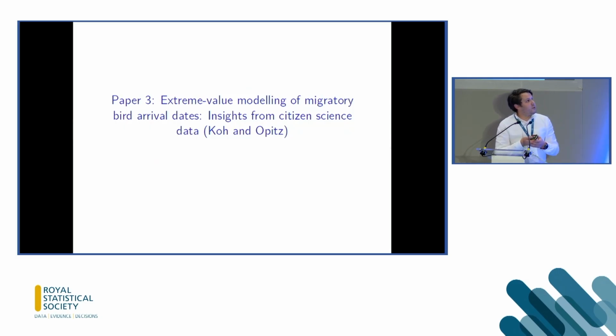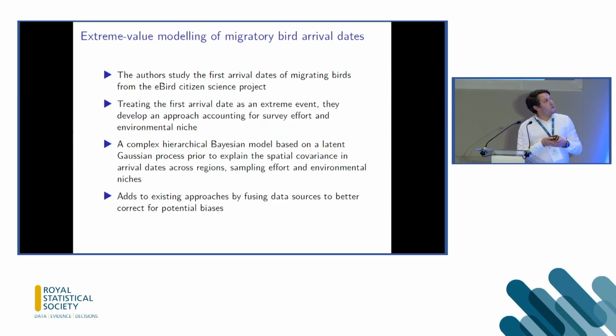The third and finally, by no means least, is the extreme value modeling of migratory bird arrival dates. Here the authors study the first arrival dates of migrating birds from the eBird Citizen Science Project, one of the biggest globally. And we can treat the first arrival date as an extreme event. There's lots of really good theory around extreme value, so we're able to develop a very complex hierarchical Bayesian model that allows us to understand, better predict, and also bias-correct the arrival dates of birds, which potentially has important conservation implications.